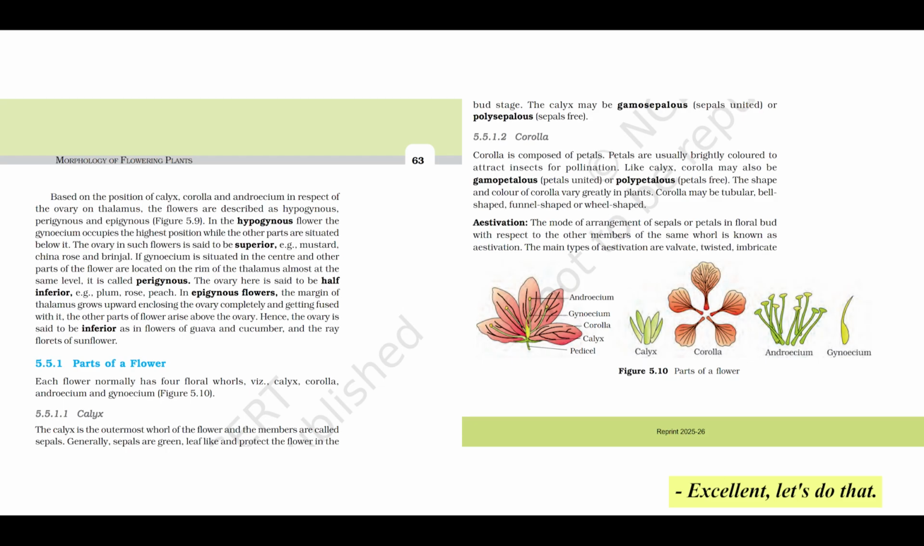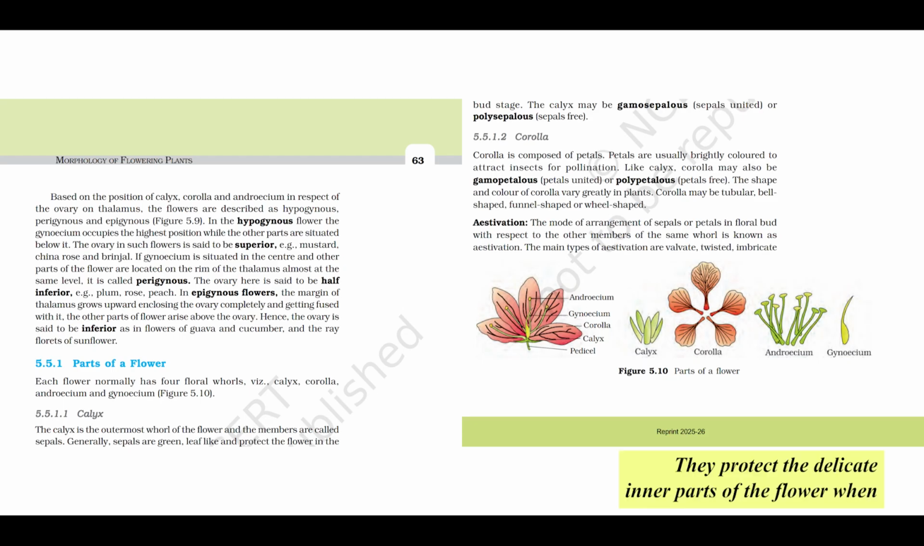Excellent. Let's do that. Each flower normally has these 4 distinct floral whorls, as we saw in the general arrangement in figure 5.10. Now, let's examine each one in detail, focusing on their structure, function, and key variations that are important for identification. First, the calyx. As we said, it's the outermost whorl. Its individual members are called sepals. Generally, sepals are green and have a leaf-like appearance. And their main job is protection.